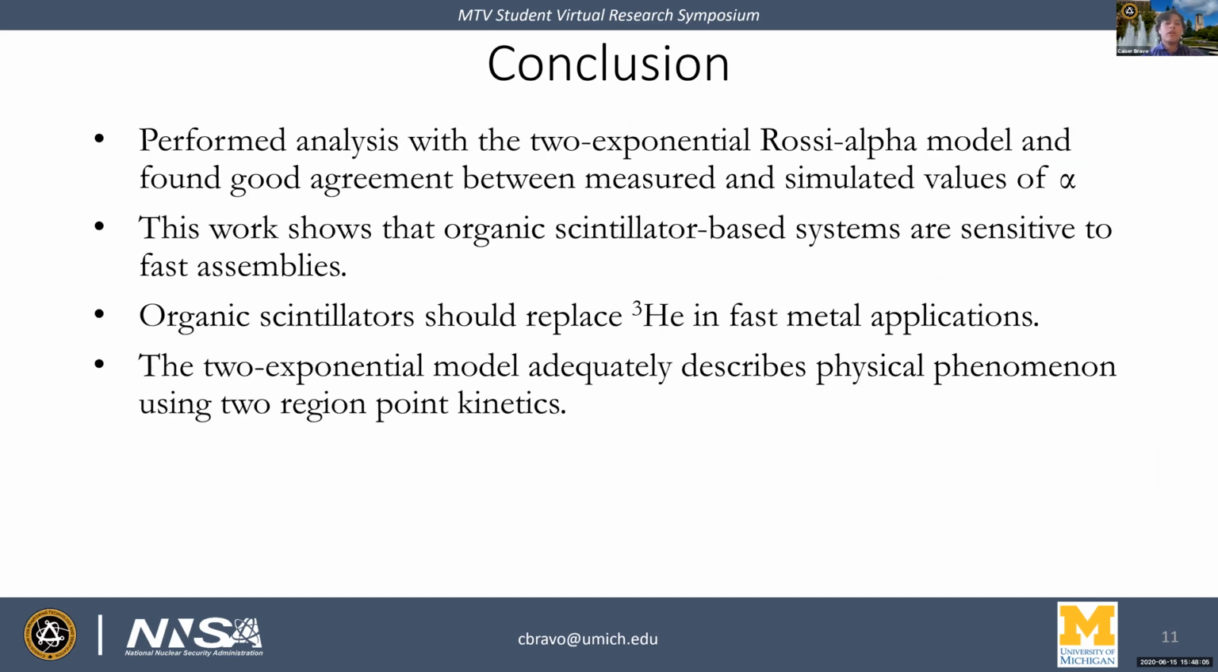And in conclusion, from these measurements of the BeRP ball in 5 different configurations of bare, copper, nickel, tungsten, and iron, we have performed analysis with the 2 exponential Rossi alpha model and found good agreement between measured and simulated values of alpha. This work shows that the organic scintillator-based systems are sensitive to fast assemblies, and because of this, organic scintillators should replace helium-3 detectors in fast metal applications. Furthermore, the 2 exponential model adequately describes the physical phenomenon using two-region point kinetics.